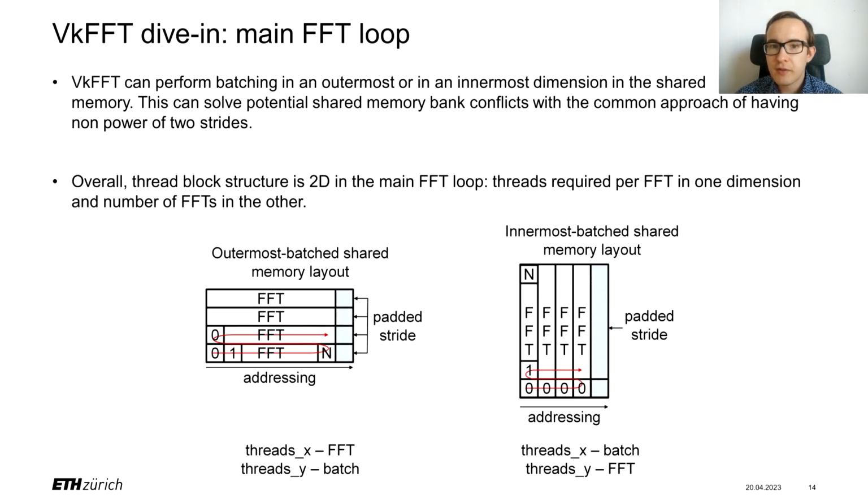The batching of FFTs mentioned on the previous slide can be done in an outermost or in an innermost dimension in the shared memory. This can solve potential shared memory bank conflicts with the common approach of having non-power of 2 strides. Overall, thread block structure is 2-dimensional in the main FFT loop, threads required per FFT in one dimension and number of FFTs in the other. The image below demonstrates the described layout of data in the shared memory.